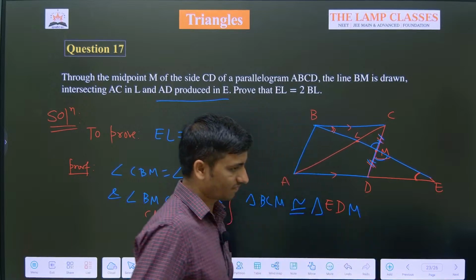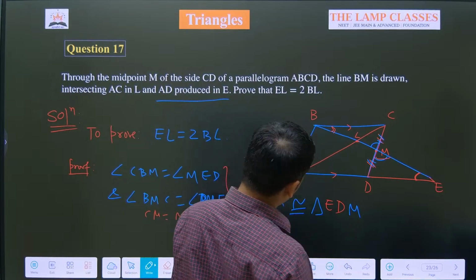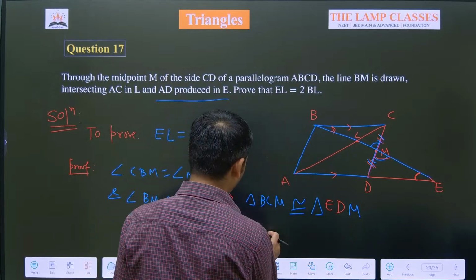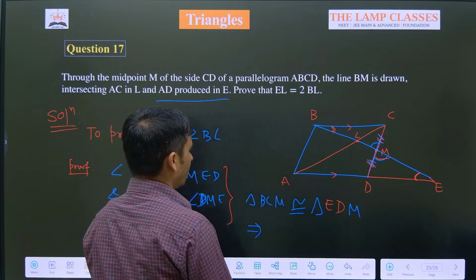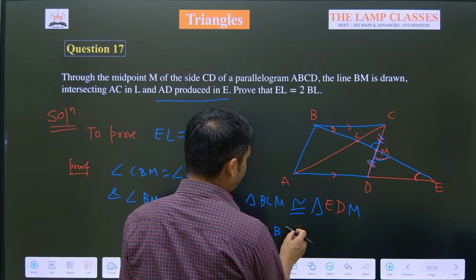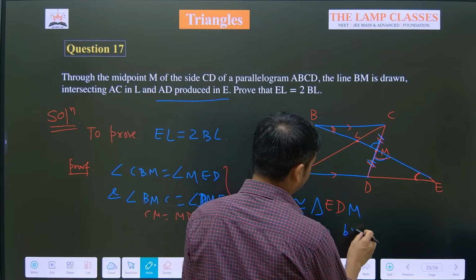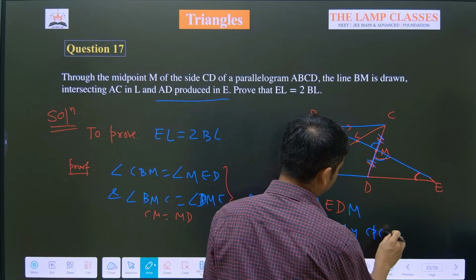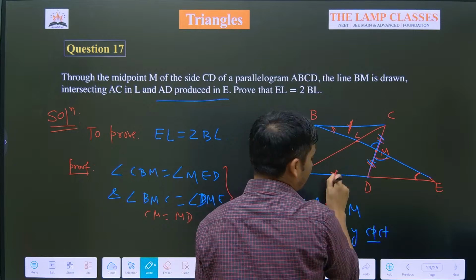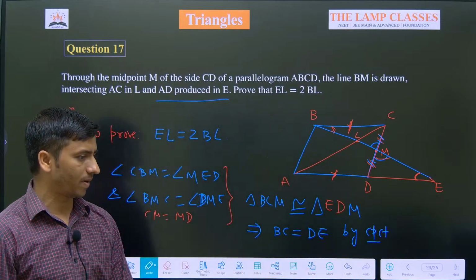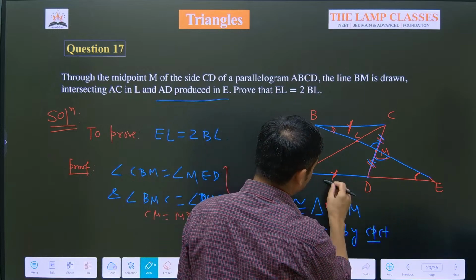If that is the case, what is the relation we know between the sides? Can we say that means BC must be equal to DE? Can I say by CPCT, guys? And you know that this length was already equal, right? BC and AD are equal due to opposite sides of a parallelogram. And now we proved BC is equal to DE. That means even this and these are equal.